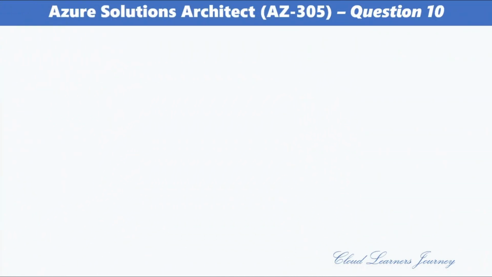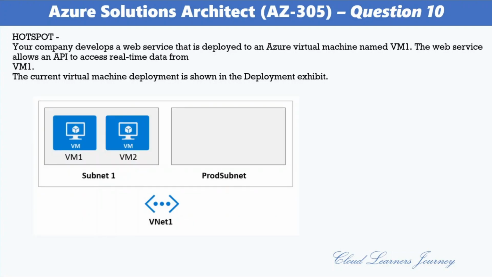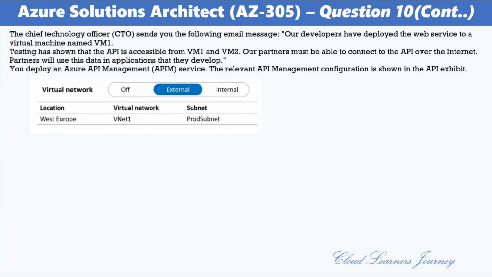Next, question number 10. Your company develops a web service that is deployed to an Azure virtual machine named VM1. Service allows an IP1 to access real-time data from VM1. The current virtual machine deployment is shown in the deployment exhibit. We have VM1 and VM2 in subnet 1, and we have another prod subnet, and both subnets belong to VNet 1.